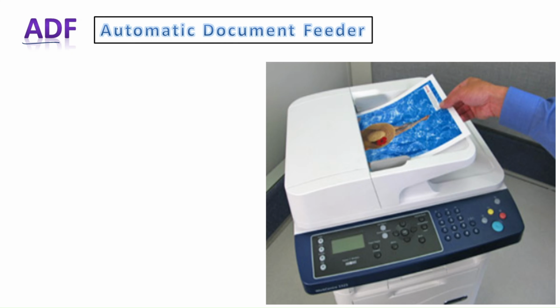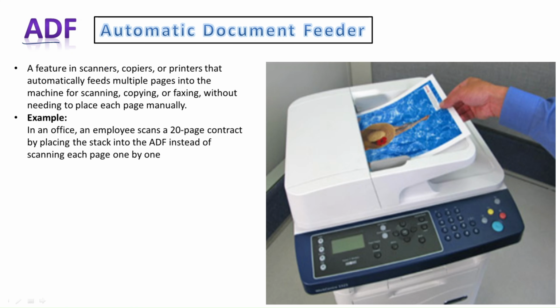Next is ADF, which is automatic document feeder. It is a feature in scanners, copiers, or printers that automatically feeds multiple pages into the machine for scanning, copying, or faxing without needing to place each page manually. For example, in an office, an employee scans a 20-page contract by placing the stack into the ADF instead of scanning each page one by one.